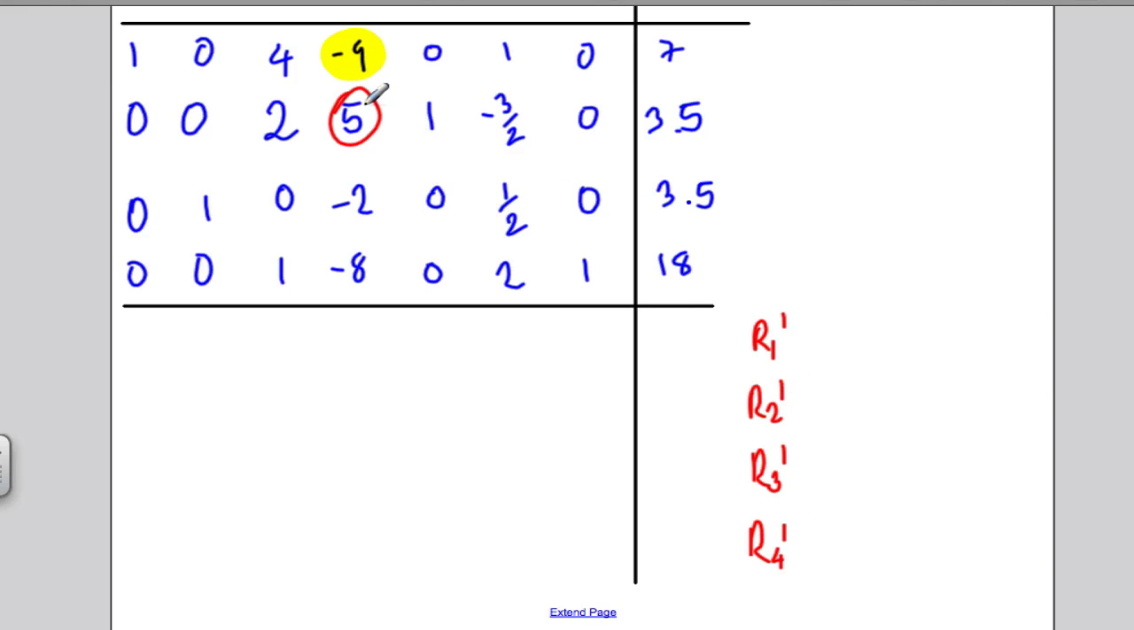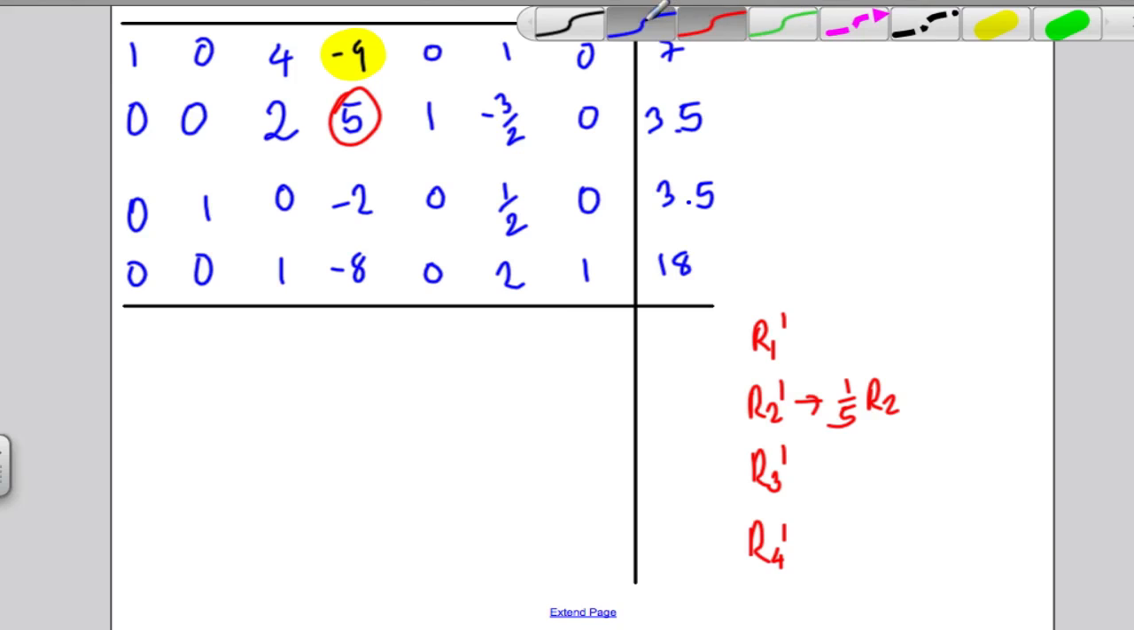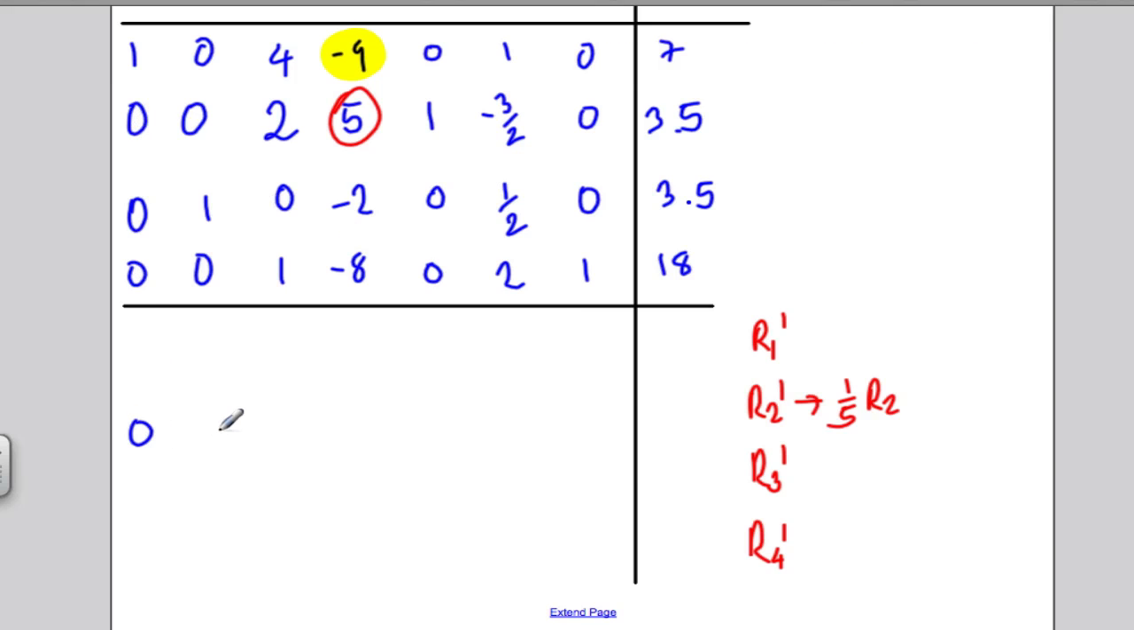Okay, let's do row 2 first. Our new row 2 is going to be the old row 2 times a fifth. And what are we going to get? Well, let's just write it out. We're going to get 0, 0, 2 fifths, 1, 1 fifth, minus 3 tenths, 0, and 3.5 divided by 5 is 7 over 10. So we're going to get 7 over 10 here.